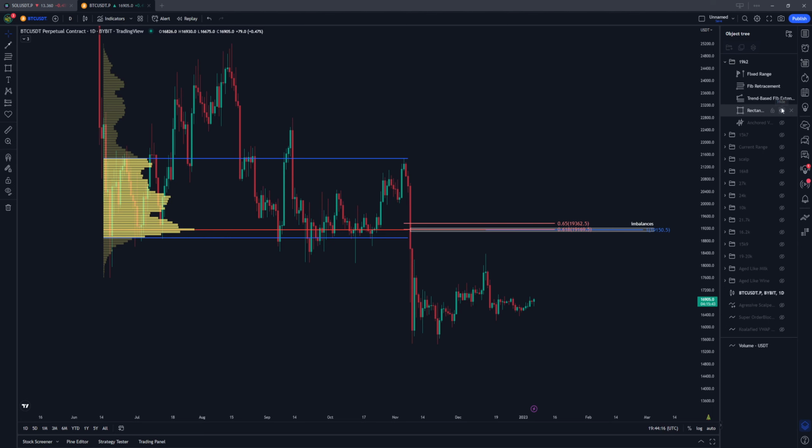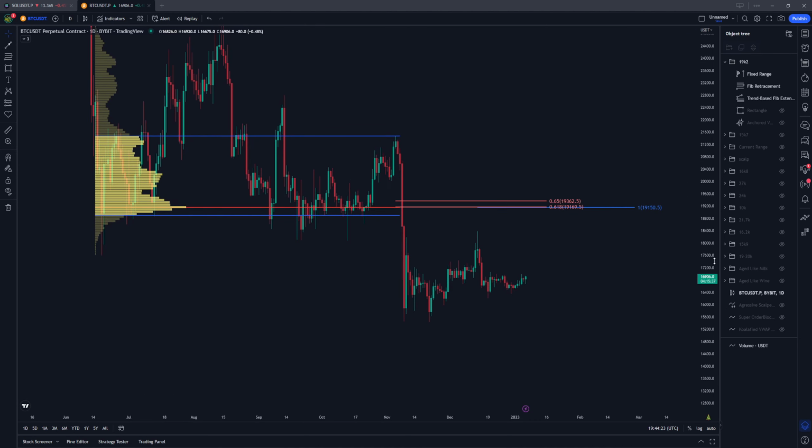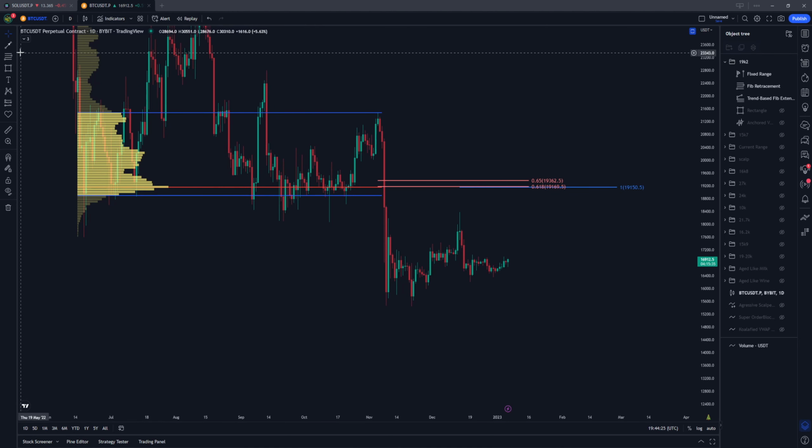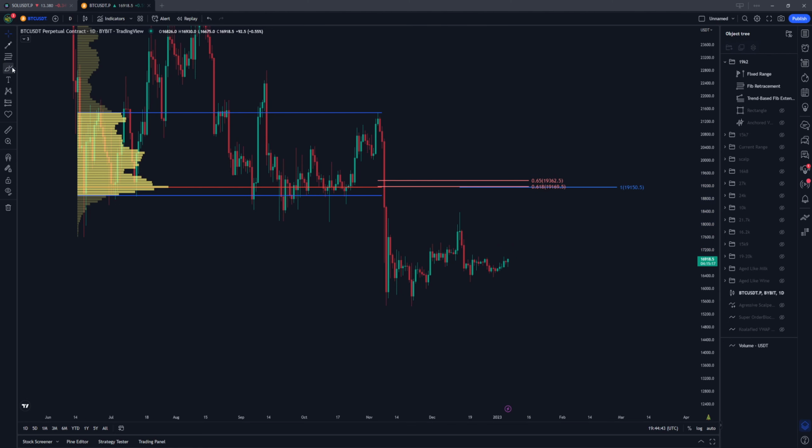I'm going to remove the rectangle, and I'm just going to leave these Fibonacci's here. This is a lot cleaner of a look. So what I'm going to be looking for as or if price comes up here is a reaction off of this area or off of this zone. What I'm going to want to see is a lot of shorts being stopped out, and that would be a good entry for the trade.